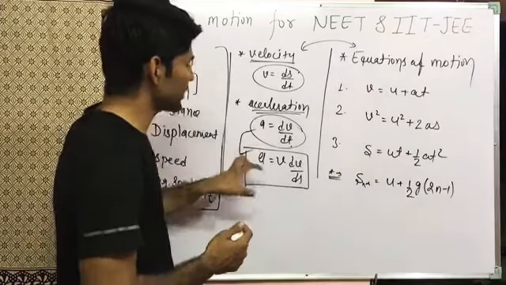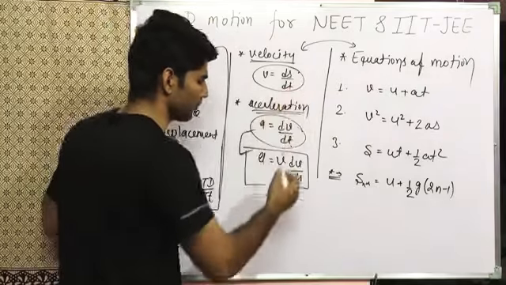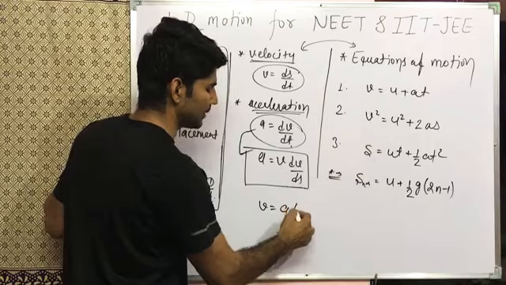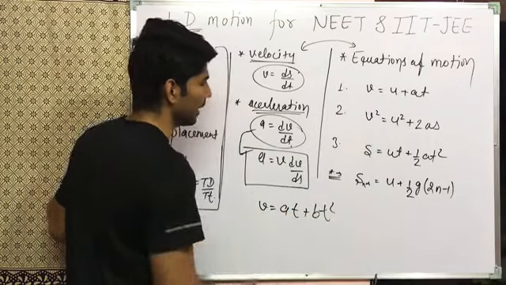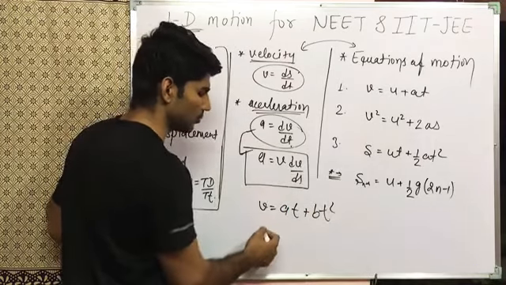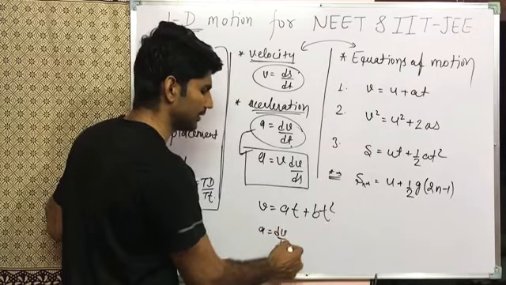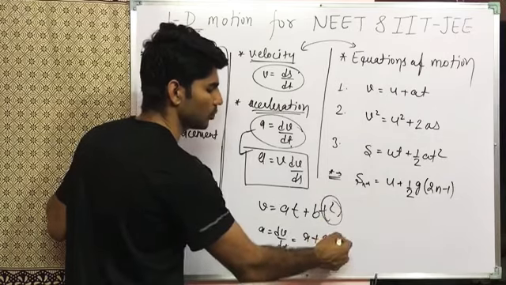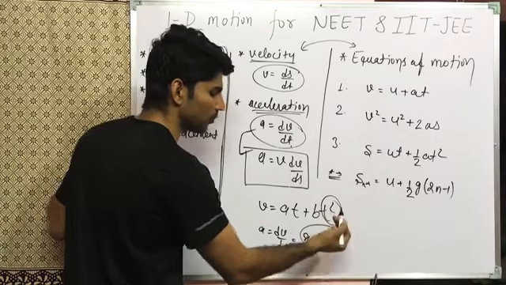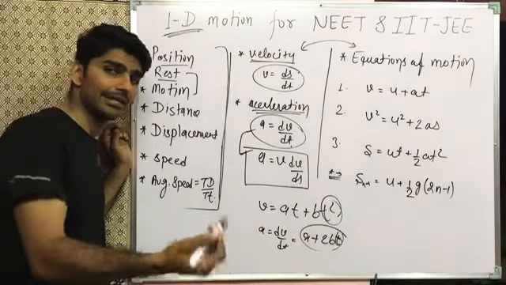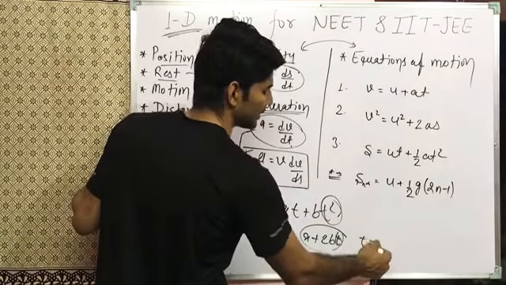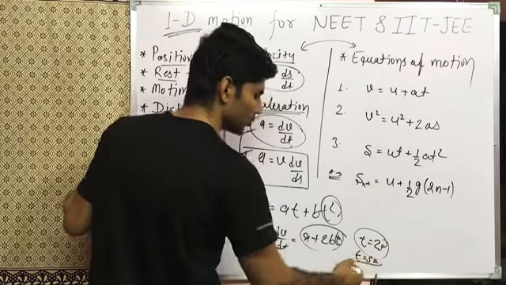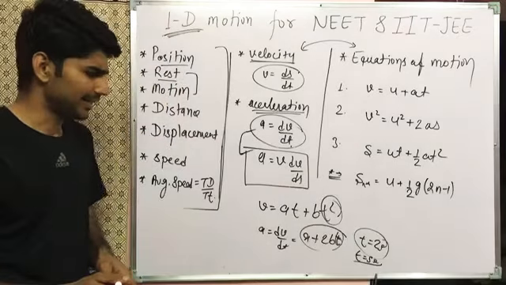So in this section you get questions where the velocity is like v equals at plus bt square, and for the acceleration you can easily use a equals dv by dt, which equals a plus 2b into t, since the differentiation of t square is 2t. Here you can put in the value of t and get the acceleration at any time. Sometimes they ask for the acceleration at t equals 2 seconds, or sometimes at t equals 5 seconds. So you can put in the value of t and get the acceleration at any instant.